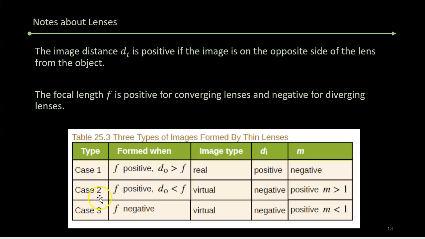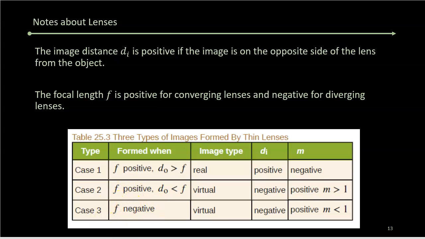Case 2, I have a converging lens, but now the object is closer than one focal length. I get a virtual image which is behind the lens. The distance to the image is negative because it's behind the lens, and my magnification is positive and greater than 1. And then finally, case 3, I've got a diverging lens.